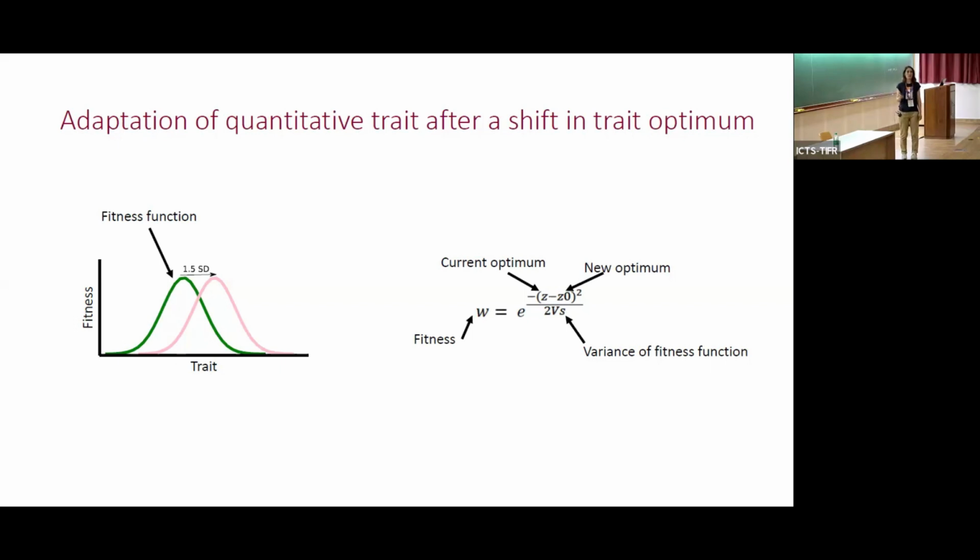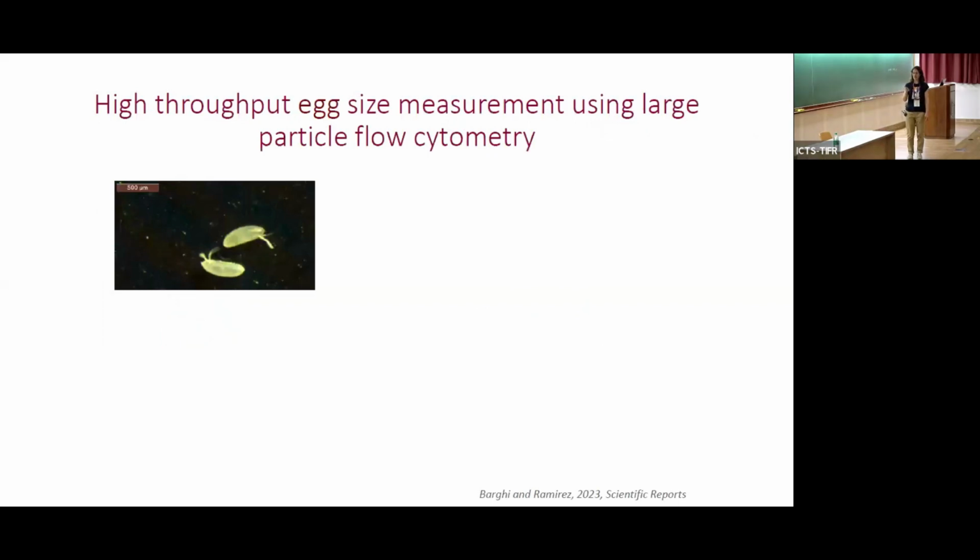So along with the experiments that we have been doing, we were also on a hunt for a high throughput phenotyping method. And I think we might have found one: measuring the size of Drosophila eggs or embryos using a large particle flow cytometer. You all know how flow cytometry works: small objects, normally up to 200 micrometers, pass through a flow cell, and normally they are labeled, and then we can separate them based on the fluorescence.